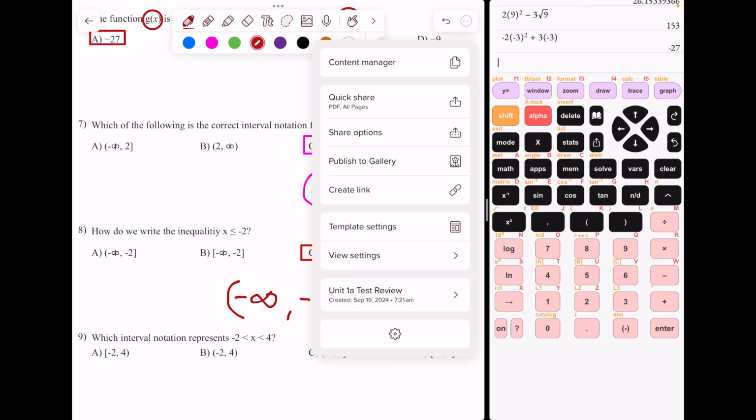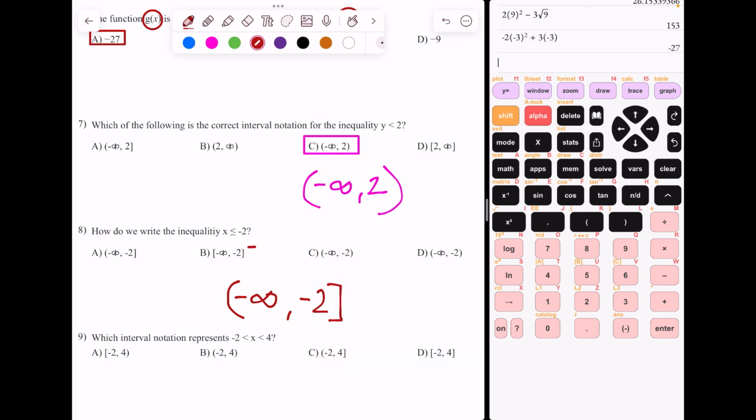Oh, that's the wrong answer choice, my bad. It would actually be answer choice A. We're going towards negative infinity. Infinity always gets a parenthesis, and we're stopping at negative 2 since we're equal to negative 2.